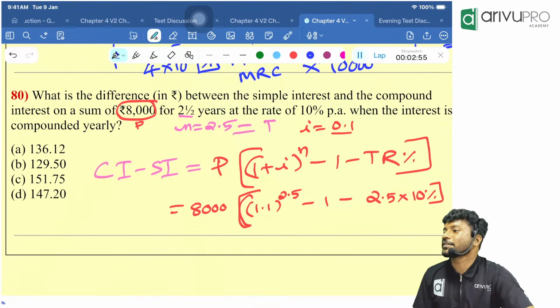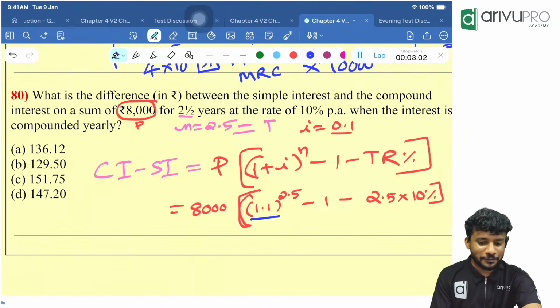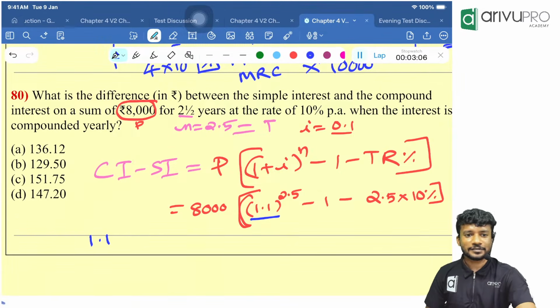That's where I got. Yes, correct. First find what? 1.1 the whole raised to 2.5. How will you find 1.1 the whole raised to 2.5? Type the base number. Then clear the memory and start, because we require memory calculation.